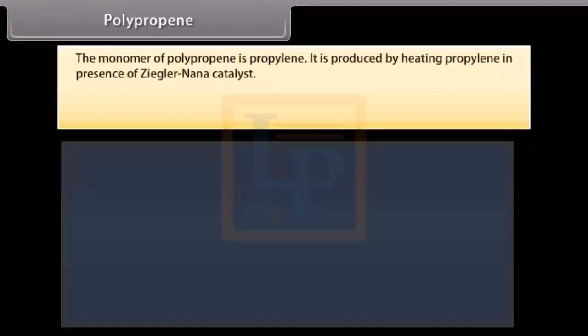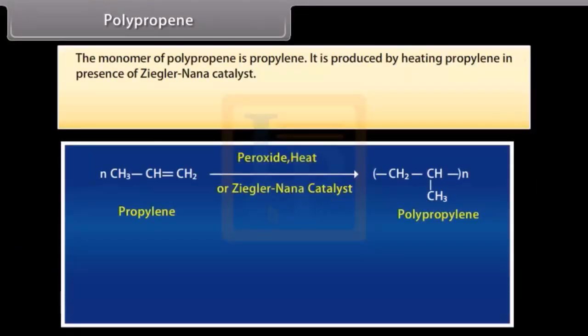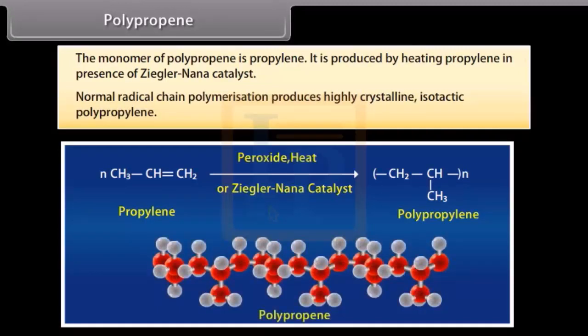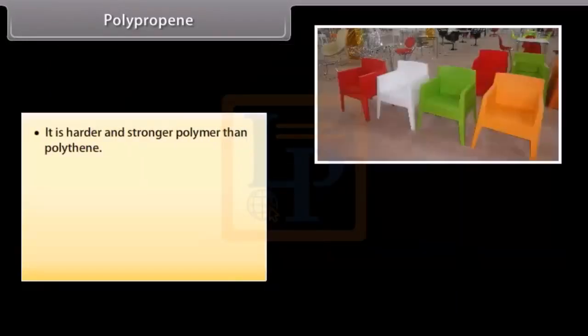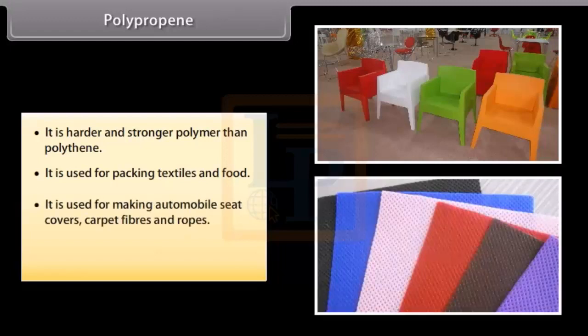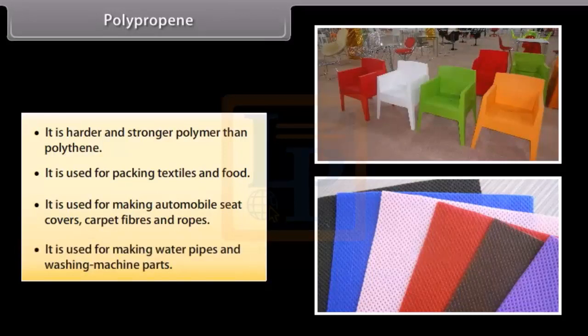Polypropene. The monomer of polypropene is propylene. It is produced by heating propylene in presence of Ziegler-Natta catalyst. Normal radical chain polymerization produces highly crystalline isotactic polypropylene. It is a harder and stronger polymer than polyethylene. It is used for packing textiles and food. It is used for making automobile seat covers, carpet fibers, and ropes. It is used for making water pipes and washing machine parts.